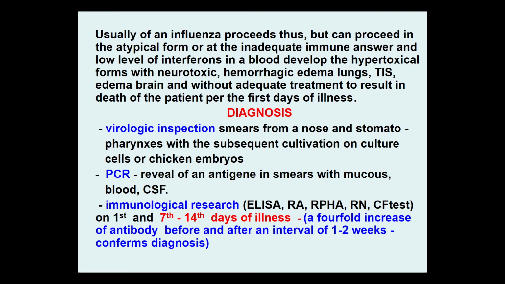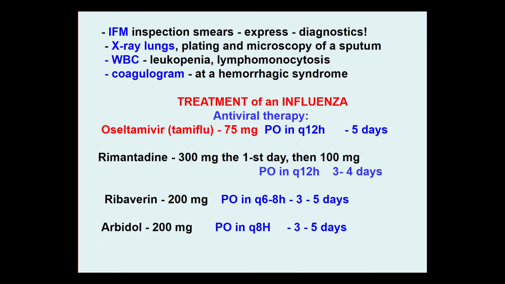Immunological research: ELISA, RA, RPHA, RN, SFE test on the first and 7th-14th days of illness, a 4-fold increase of antibody titer after an interval of 1-2 weeks confirms diagnosis. But usually we just use rapid test for influenza and then PCR to confirm diagnosis. On this, IFM, infection smear express diagnostics. Sorry, X-ray of the lens, plating and microscopy of sputum.